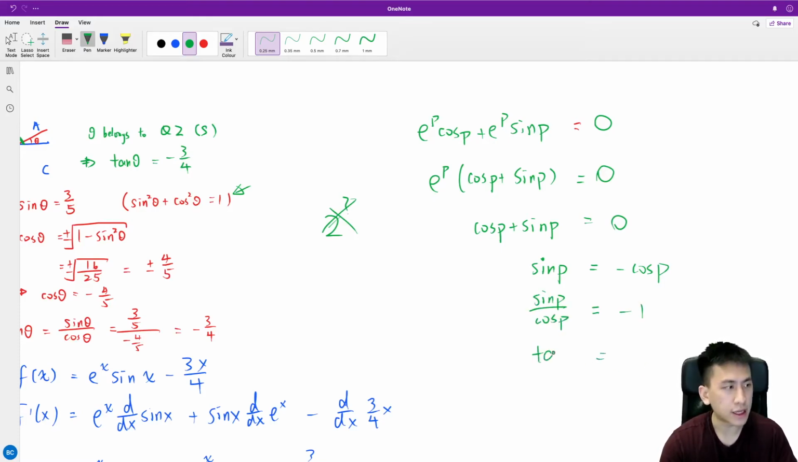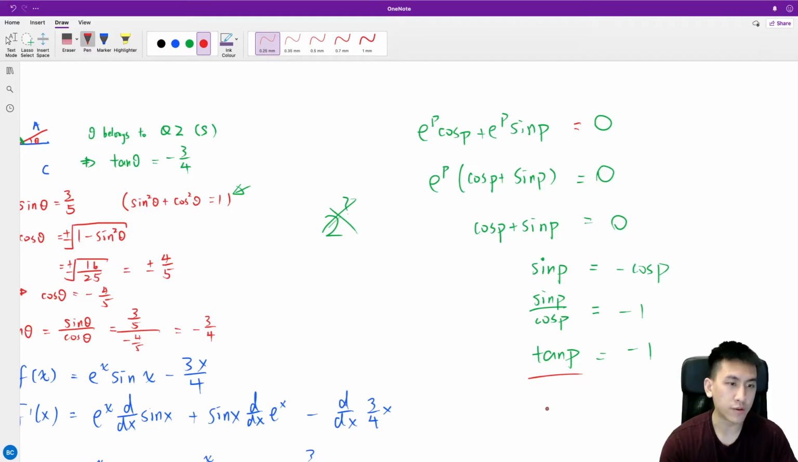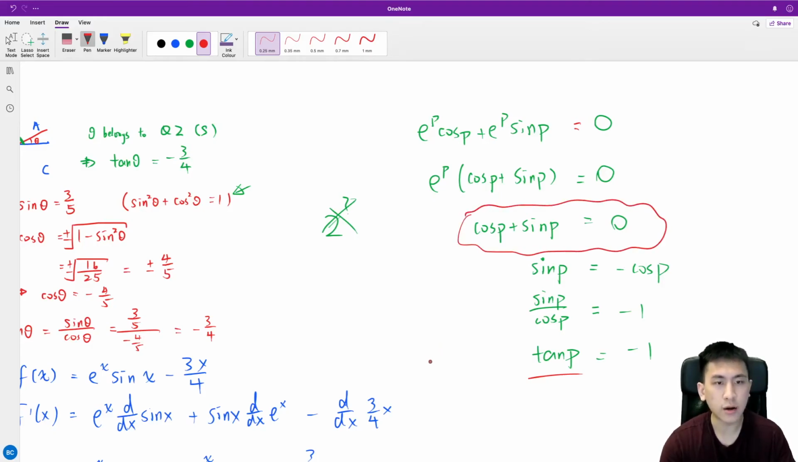Because that is actually tan P equals minus 1. Now remember this, it might be very surprising to see a tangent out of sine and cosine, out of nowhere. But this is the way to solve this type of equation. The first time you encounter this will be hard because it's quite hard to spot that you can divide by cosine P like that. But once you know it, next time you see this type of question, it should be straightforward.